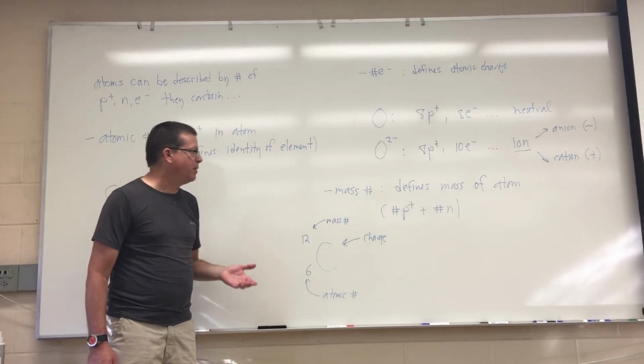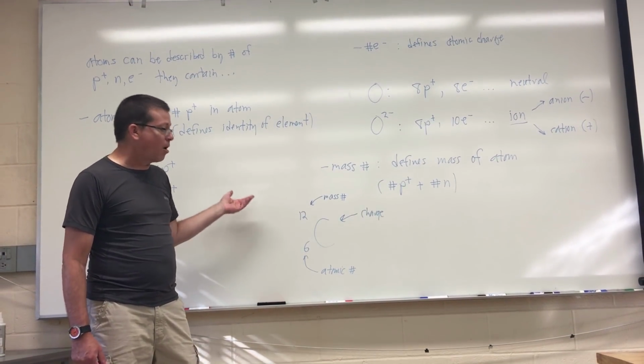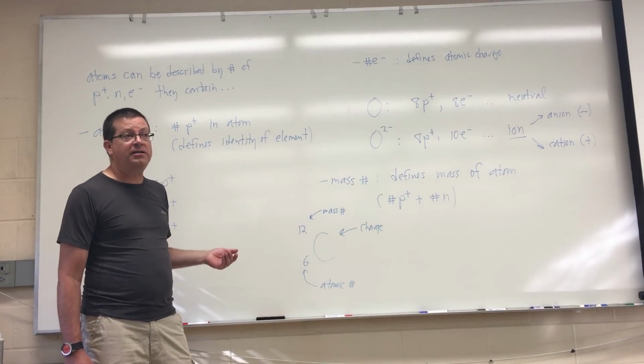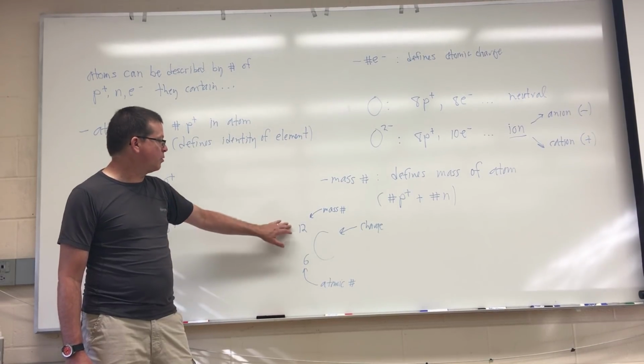Where does that come from? It comes from the fact that this particular isotope of carbon, which is a particular type of carbon atom, has 6 protons in its nucleus as well as 6 neutrons to give me the total number of 12.